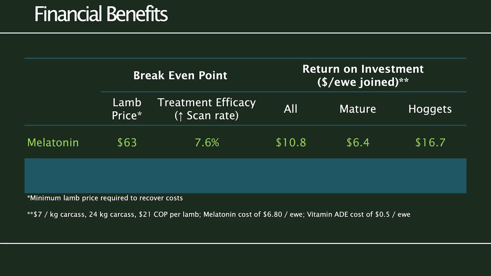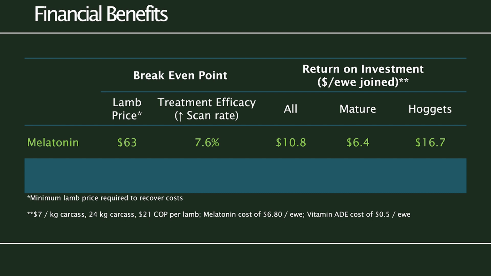So I've done a fairly basic cost-benefit analysis, or return on investment if you wish. I've presented the financial benefits in 3 ways. The first is the minimum lamb price that must be achieved to recover the costs of each strategy. The second is the increase in fetal number and hopefully lambing rate required to break even at $7 per kilo carcass weight. And the third is return on investment per ewe joined based on the improvements observed.